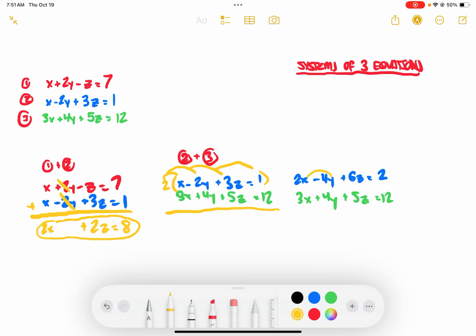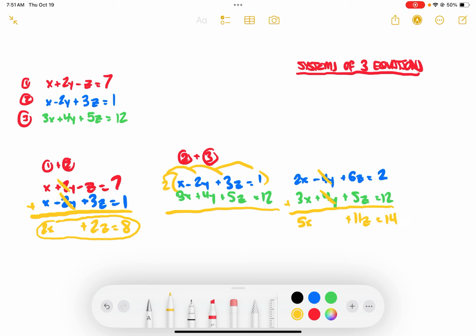And now I have that perfect pair of opposites that I'm looking for, right? Negative 4 and positive 4. They're going to add up to 0, which means they'll cancel out. 2 plus 3 is 5x. Y's go away. 6z plus 5z is 11z. And 2 plus 12 is 14.